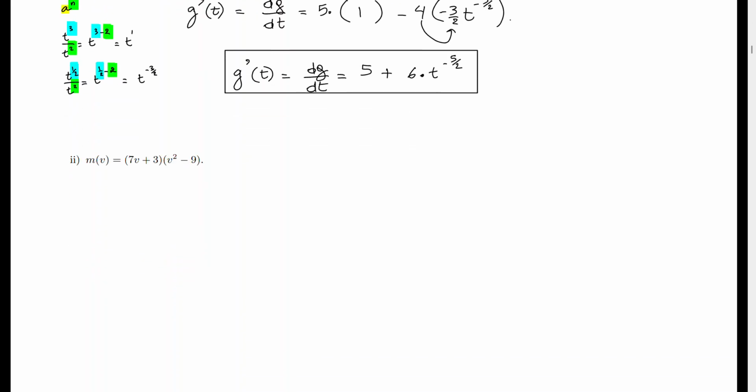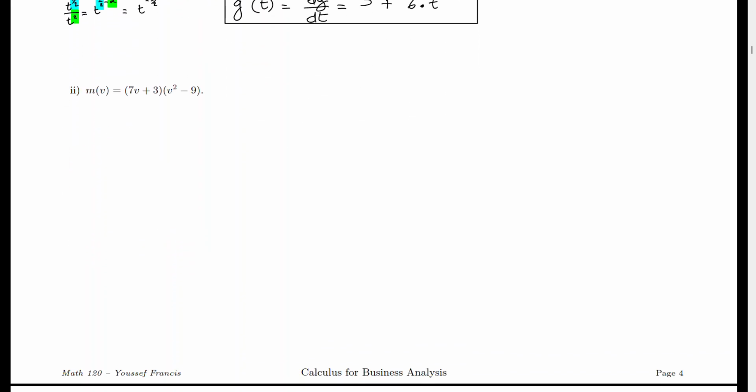Okay, last but not least, we have part 2 of this problem. We have the function called m, and the variable they're using is v. So m of v in this problem is 7v plus 3 multiplied with v squared minus 9. So unfortunately, again, I don't have a rule that tells me what to do when I have a sum of terms being multiplied by a difference of terms. In the next few pages, we will see something called the product rule that will help us out, but for now, we don't have such a rule.